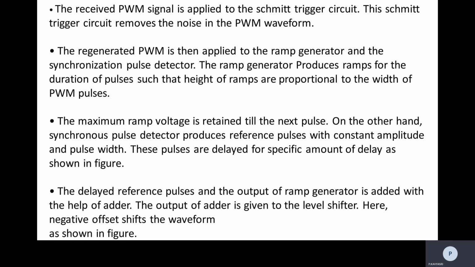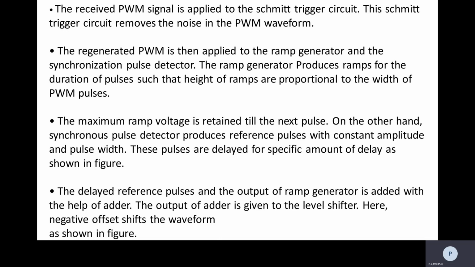Now, as I said, if the width is less, the ramp height is also low. If the width is high, then the height of the ramp is also high. And next, the maximum ramp voltage is retained till the next pulse. On the other hand, the synchronous pulse detector produces reference pulses with a constant amplitude and pulse width. And these pulses are delayed for a specific amount of delay as shown in the figure.